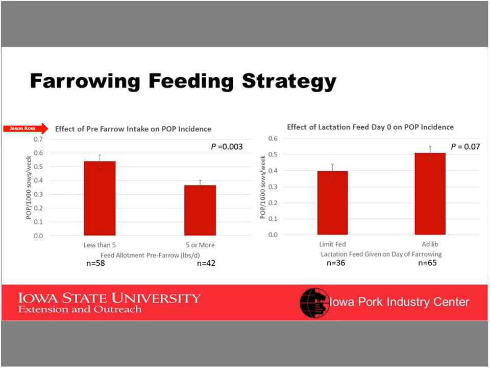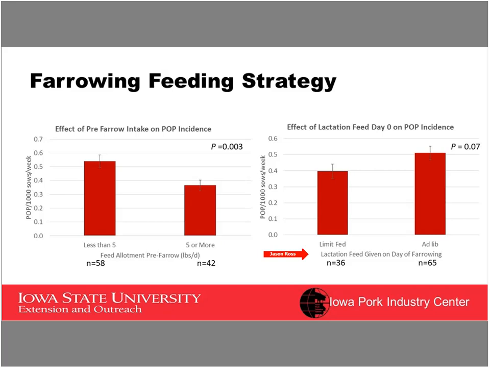And so we used the approach of whether they had less than 5 pounds or 5 pounds or more, because some people will turn them loose on feed. And what we saw is that the higher feed intake pre-farrow tended to be associated with, or was statistically lower in, pelvic organ prolapse compared to farms that were limiting intake to less than 5 pounds prior to farrowing.